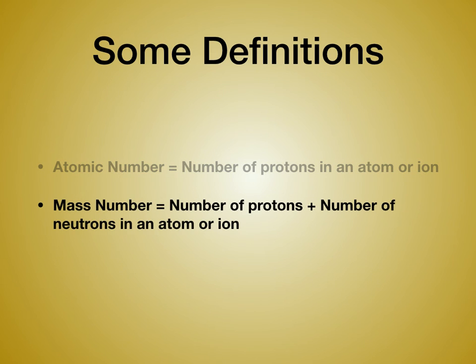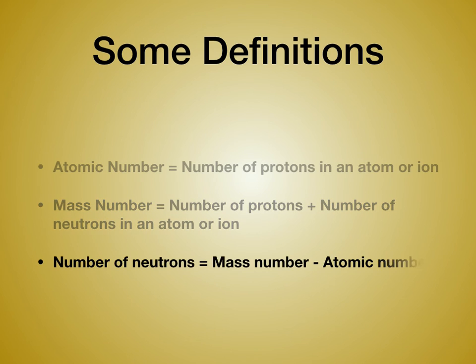There's mass number. That's the number of protons plus the number of neutrons. Effectively, it's the mass of the atom, because we ignore the electrons because they really don't weigh very much at all. Therefore, the number of neutrons in an atom must be the mass number, take away the atomic number.